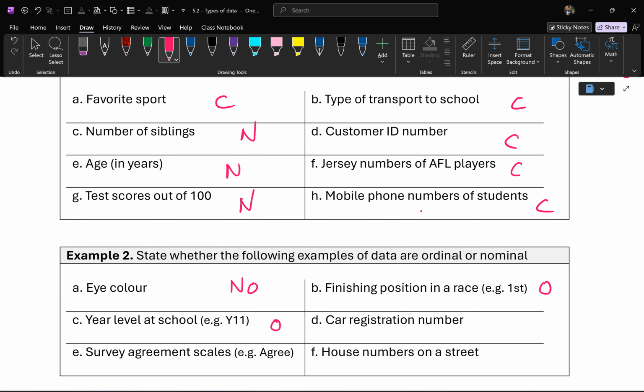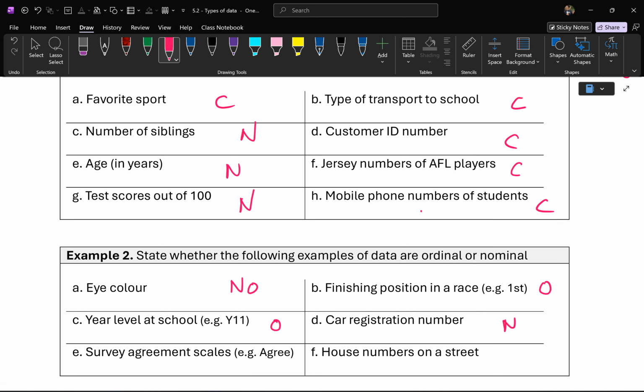Car registration number. What would that be? Let's go with Estella. Nominal. Very good. Again, there is no particular order. Unless you... Actually, I don't know. No, there shouldn't be. The letters are generally random, so there is no order to it.